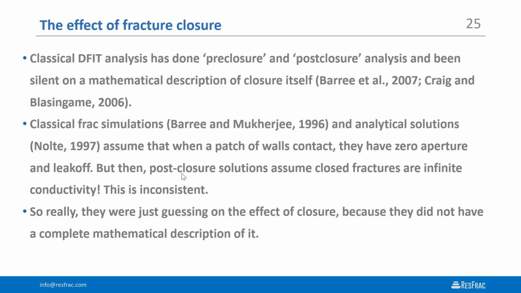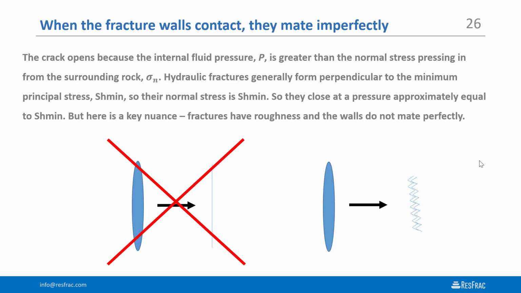But what's really needed is a single unified solution to the full problem, which of course reveals that inconsistency and also allows you to mathematically interrogate what should happen when the fracture walls contact. And so this is problem number one.